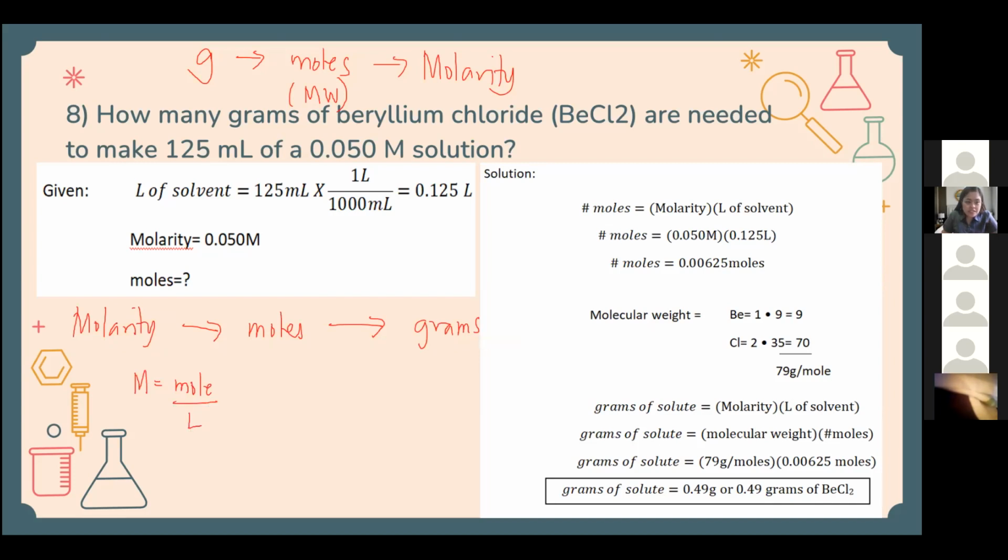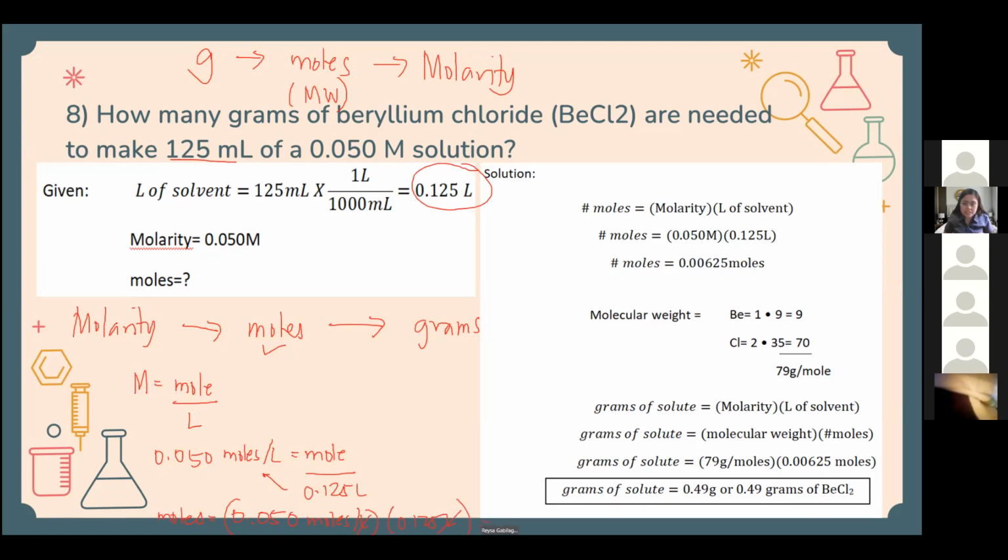Now, the molarity is given, that is 0.050 moles per liter, equals moles. We are looking for the moles now, divided by liters of solution, this is 125 ml. You just need to convert that. So this is the conversion, 0.125 liters. So cross multiply, you will have moles equal to 0.050 moles per liter times 0.125 liters. So you can cancel the liters. You will be left with the mole.